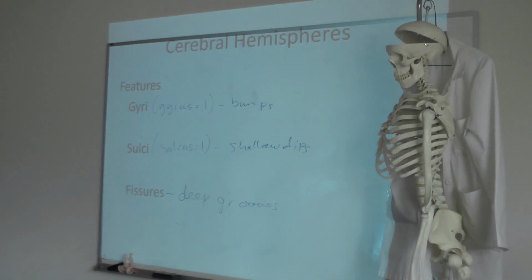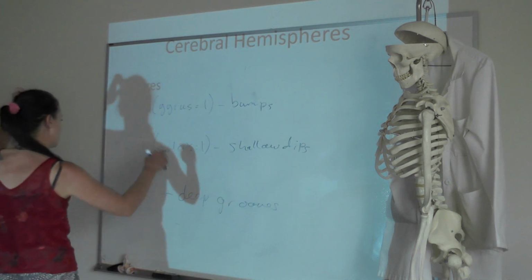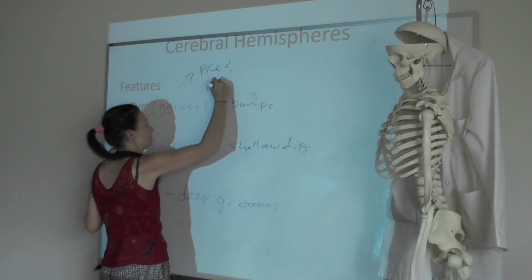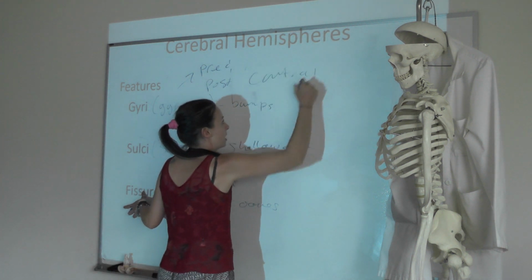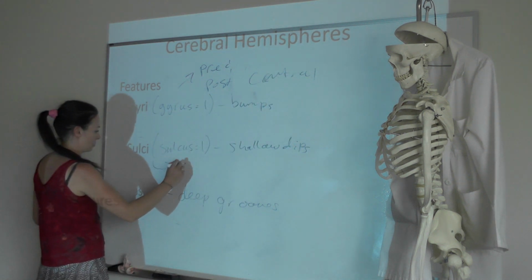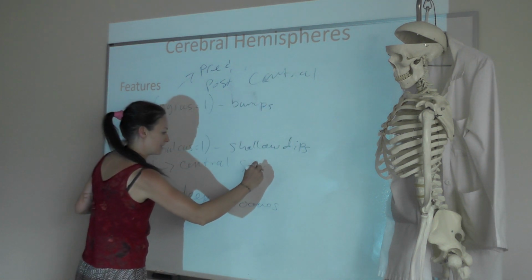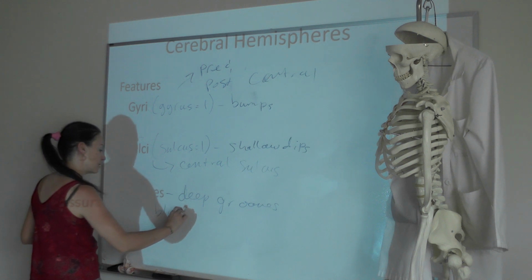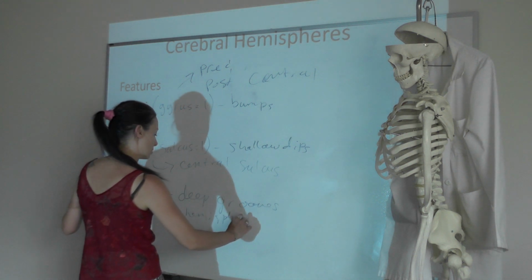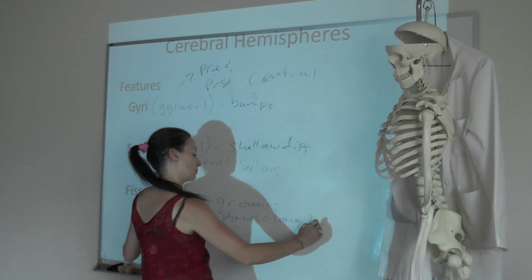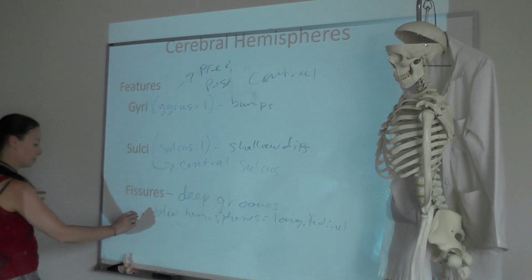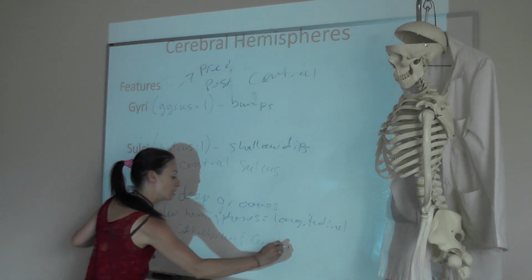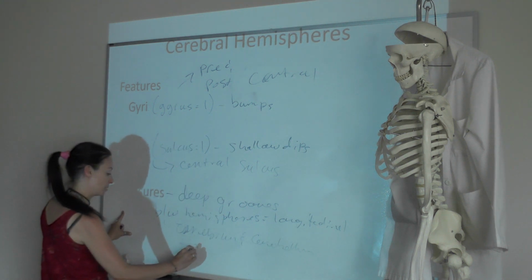Okay, so cool. We'll talk more. I'll just write them down. The 2 gyri that you're going to need to know are the pre and post central gyri. Why? Because you need to know the central sulcus. It's really the only one you need to know. And then the fissures are the deep grooves. Between our hemispheres, we have the longitudinal fissure. And between the cerebrum and the cerebellum, we have the transverse fissure.